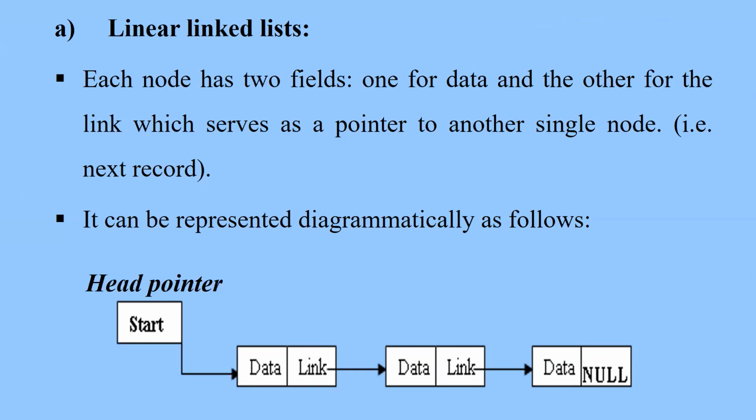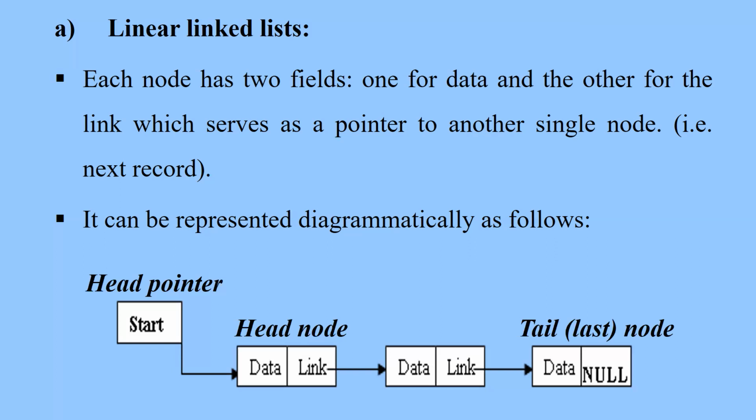So start is the head pointer. That is the head pointer. And then the second data and link node is called the head node. And then at the very end, we have what we call the tail or last node, and it has the special value null.